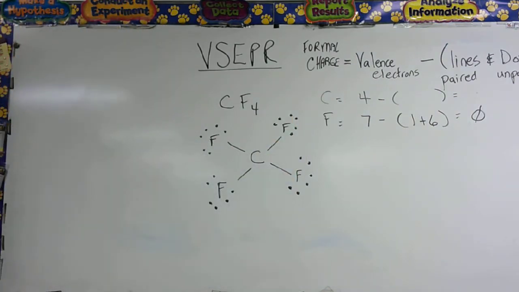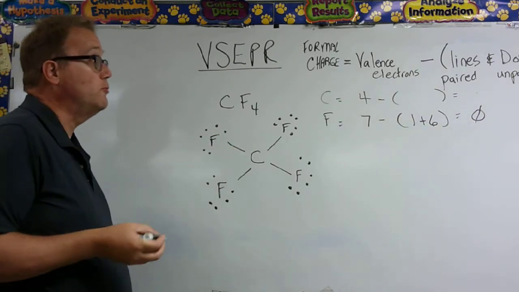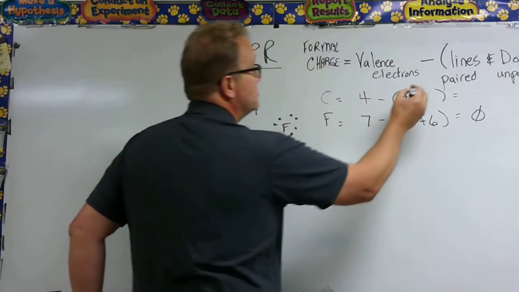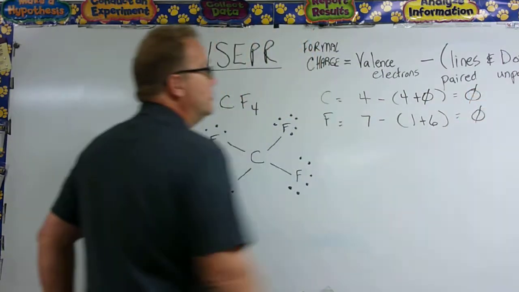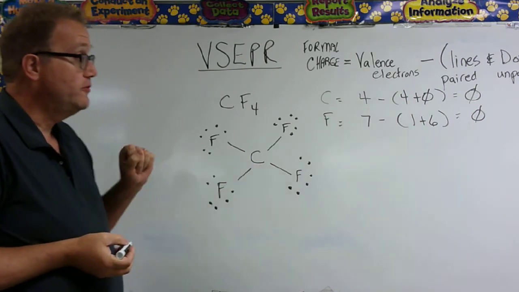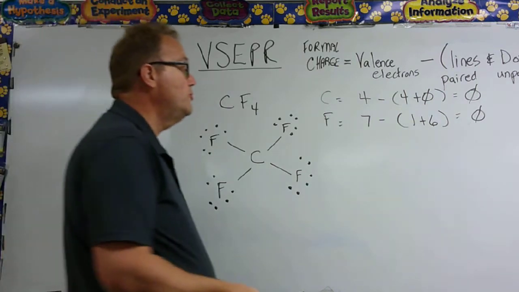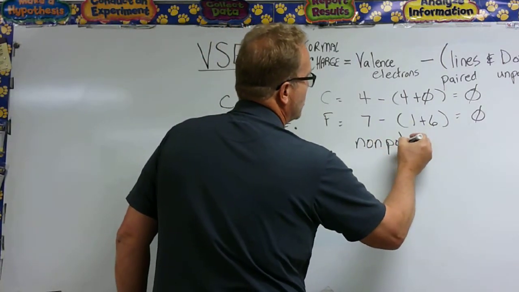Now, carbon needs 4. How many lines do I have around my carbon? Well, I have 4. Which means, do I have to add anything to it? No, because it makes it equal to 0. So this one is actually the correct drawing of this. If I look around my central atom, you notice there's no dots. No dots makes this non-polar.